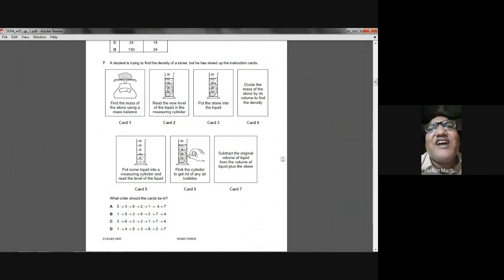Card number 1 is find the mass of the stone using a mass balance. Read the new level of the liquid in the measuring cylinder. Put the stone into the liquid. And divide the mass of the stone by its volume to find the density. Put some liquid into a measuring cylinder and read the level of the liquid. Flick the cylinder to get rid of any air bubbles. Subtract the original volume of the liquid from the volume of the liquid plus the stone.